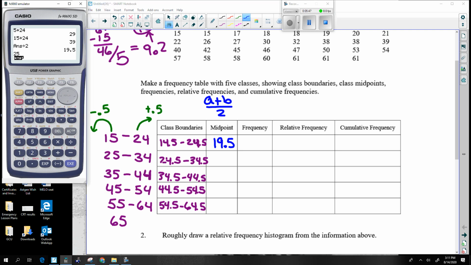The next one would be in between 25 and 34. Also notice that these are going up by the magic number. So what you can do is cheat the system here a little bit and just add the magic number to these numbers as well.